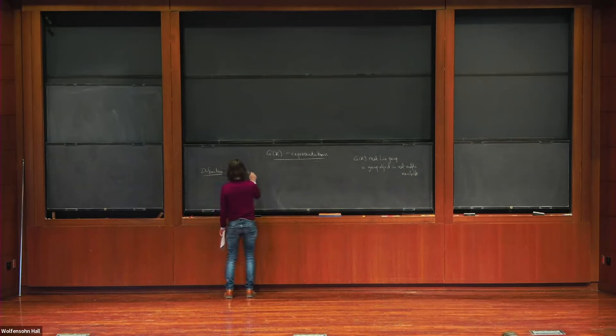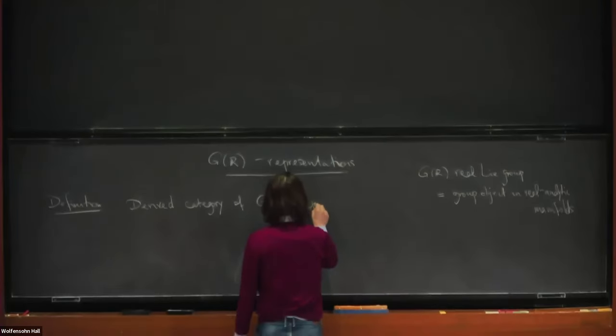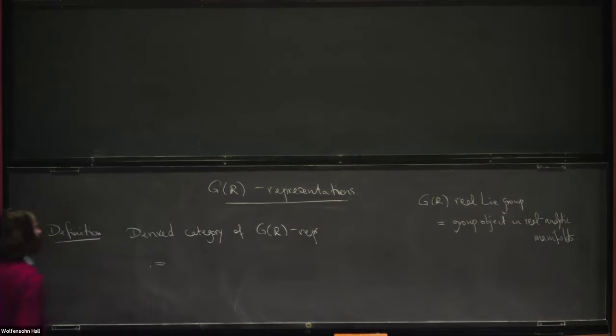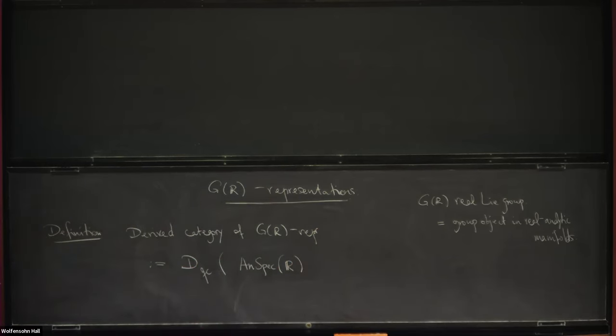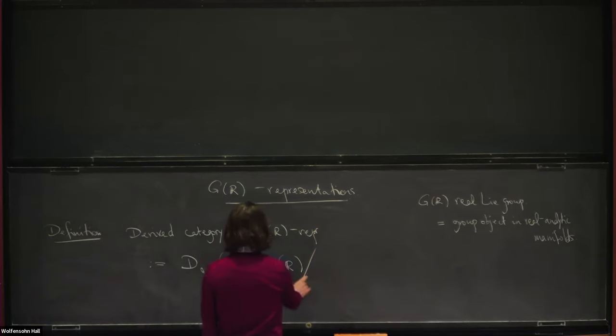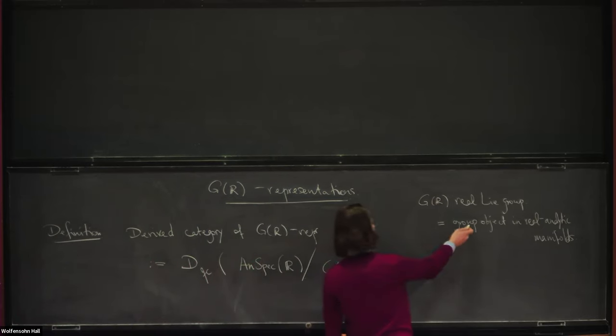So the definition will be that, okay, I will immediately define a derived category of G of R representations. It's defined to be the derived category of quasi-coherent sheaves on a certain analytic stack. And talking about analytic stacks will be what I will start in 5 minutes. It's basically the quotient stack, the classifying stack of this G of R. So this is a stack that's defined over some incarnation of the spectrum of real numbers. Here Spec with an an stands for analytic spectrum, whatever that means. And then you take a classifying stack, so you mod out by G of R, where G of R is considered as a group object in real analytic manifolds and is incarnated as an analytic space in this way.